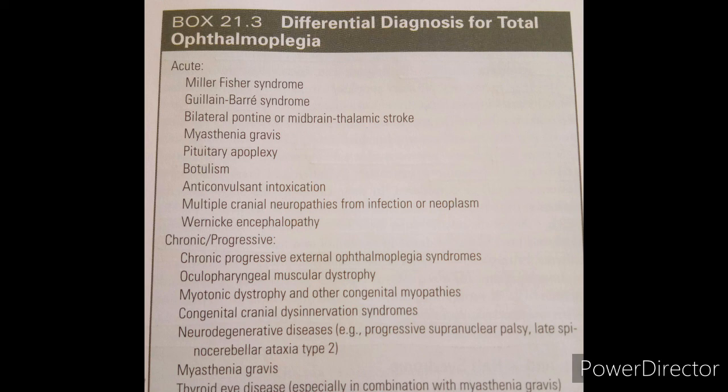Which first possibility comes to our mind? It is PSP, but it is less common. Then myasthenia gravis and thyroid eye disease.